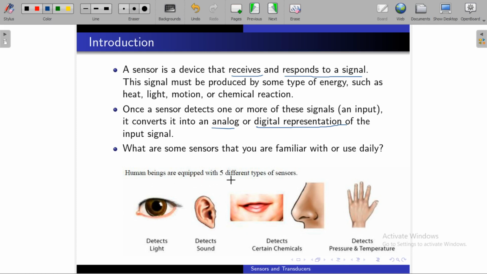Human beings are equipped with five different types of sensors. Your eyes will detect light. This is receiving some signal. Your ears will detect sound, acoustic energy. Tongue and nose will detect chemicals. Our skin detects pressures and temperatures. All are our sensors.